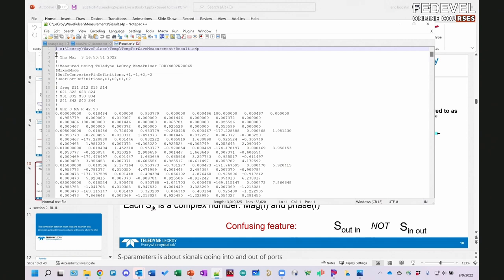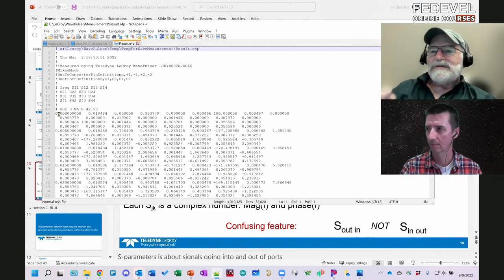And now the first line that's not a comment has a little hash. Can you see that hashtag? That is the first line in the touchstone format that says, hey, pay attention because there's information here. And the first set of characters tell me the units for frequency. It's always going to be in the first column. The next character tells me what kind of data I have here.